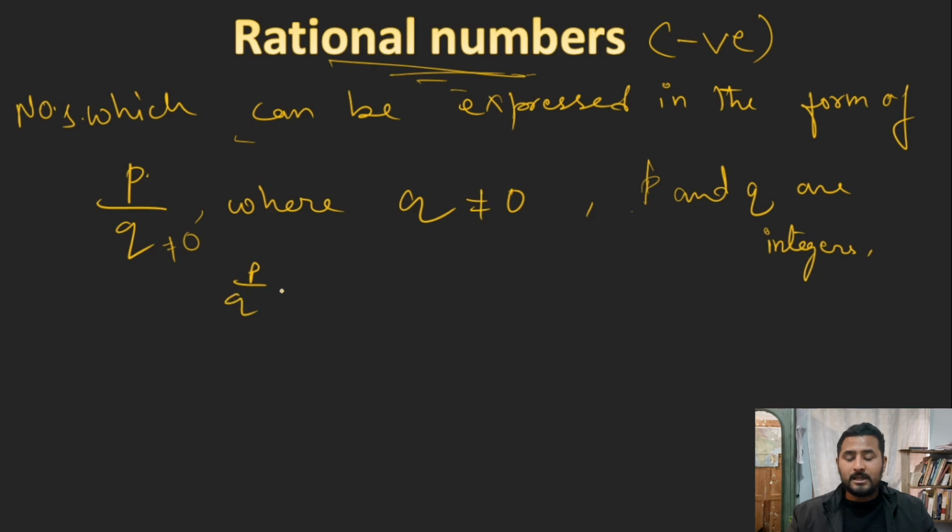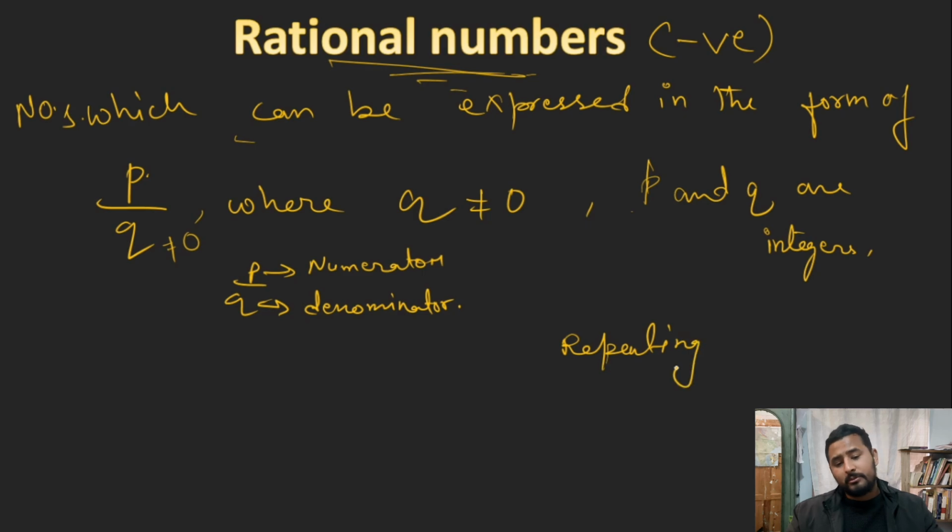P by Q. P is a numerator. We call P as numerator. Remember, Q as denominator. Okay, denominator. So I hope you have understood. And also remember, rational numbers can be called as repeating and can be terminating. Okay, terminating.